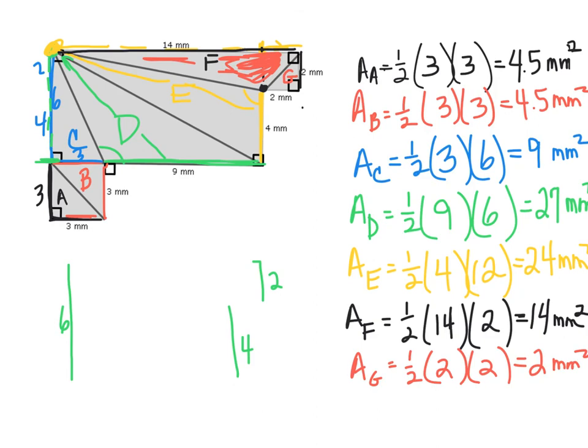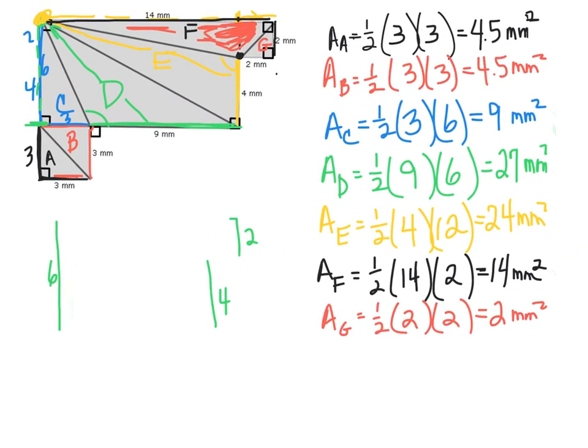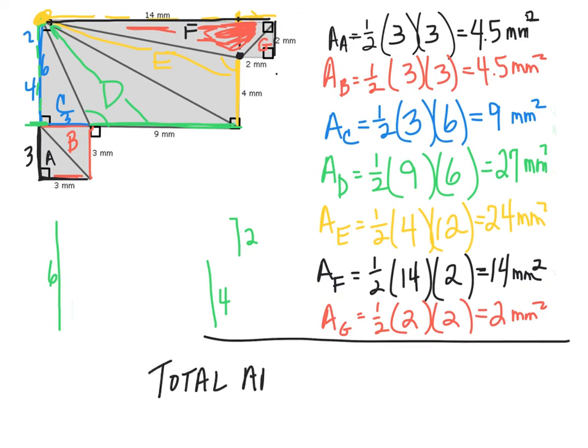All right, so now we just take all of these areas of triangles and add them all up to get our total area of the composite figure. So, somebody want to get out their calculator? And I'll read them out loud. 4.5 plus 4.5 plus 9 plus 27 plus 24 plus 14 plus 2 equals 85 millimeters squared. Again, you square the millimeters, not the number.